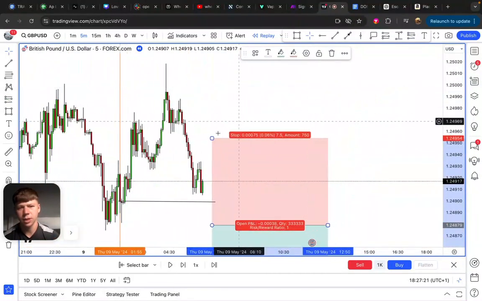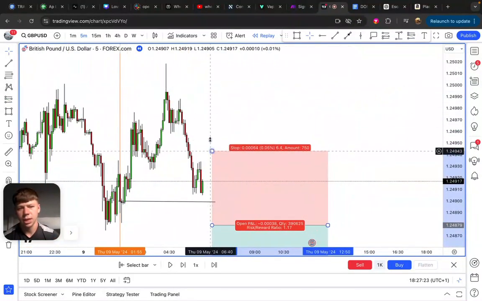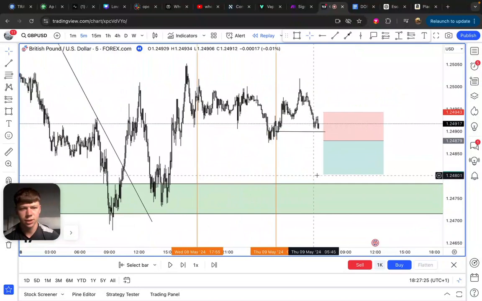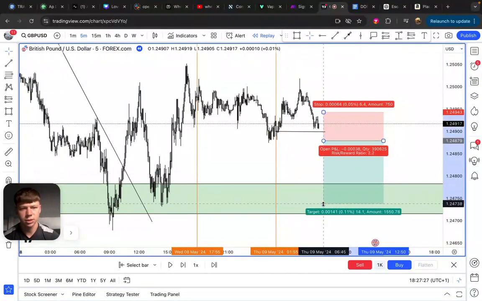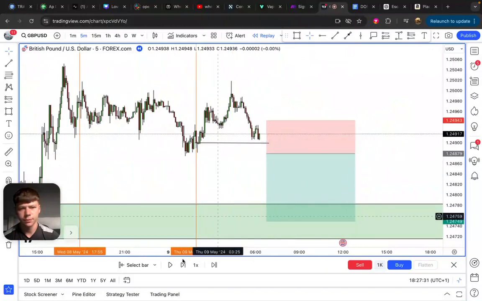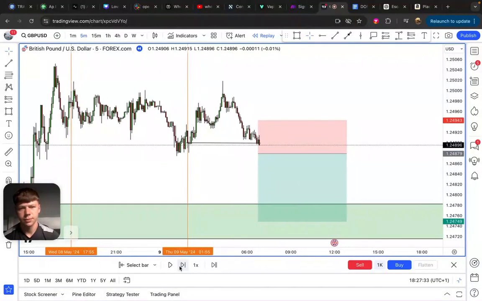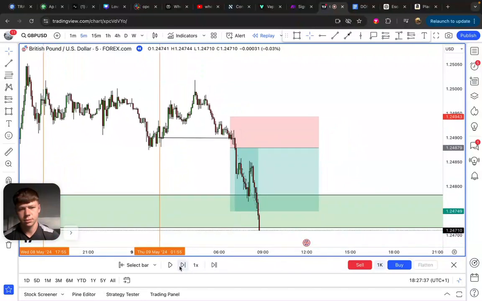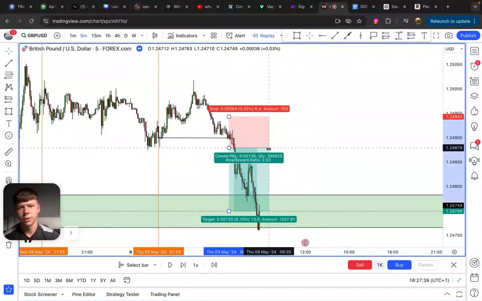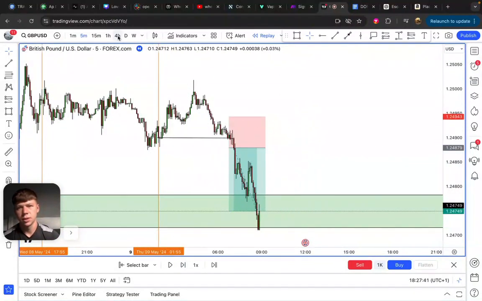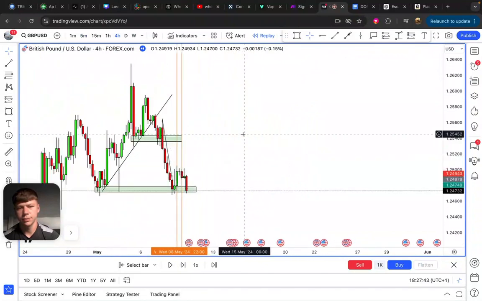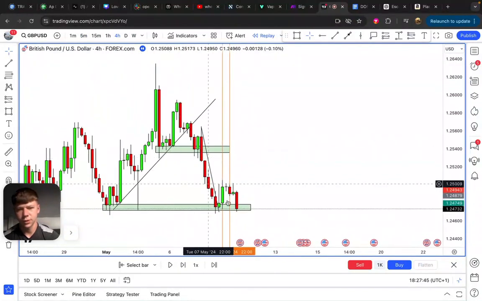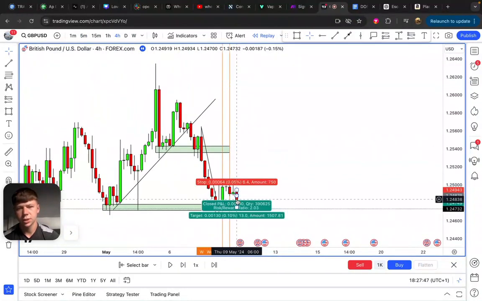If we can get some kind of continuation from here, I would potentially take this trade, anticipating it to come back to the lows for a 1 to 2. Right, let's see. Right, so we're triggered in. So would have hit TP on that one. And that's simply based on this 4H candle, this 4H candle closing bearish.